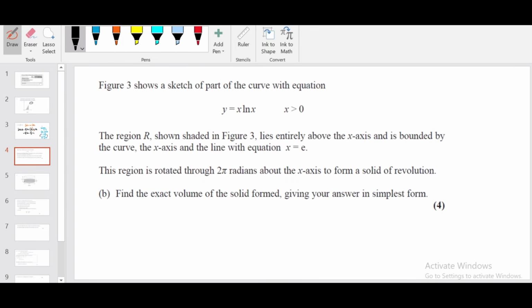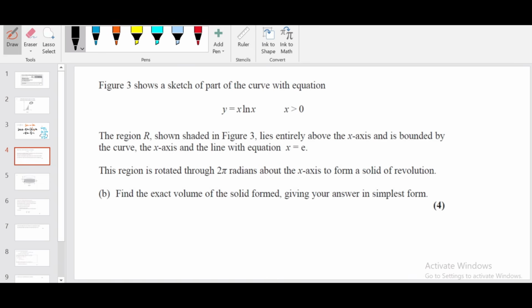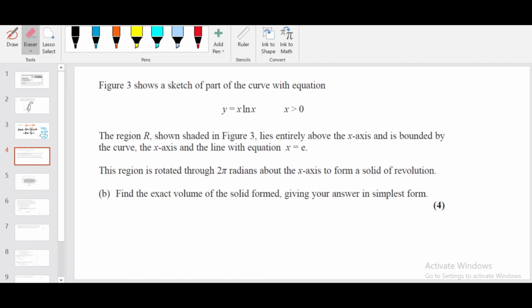Part B. Figure 3 shows a sketch of part of the curve with equation y equals ln x. Yes, we have the figure here. The region R shown shaded in the figure lies entirely above the x-axis and is bounded by the curve, the x-axis and the line x equals e. As you can see from here, this is the line x equals e. The region is rotated through 2 pi radians about the x-axis to form a solid of revolution. Find the volume of the solid.